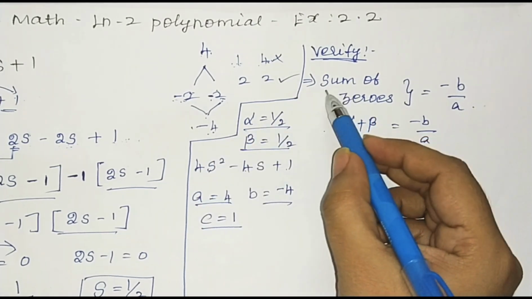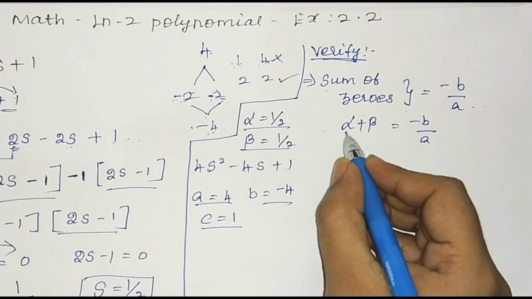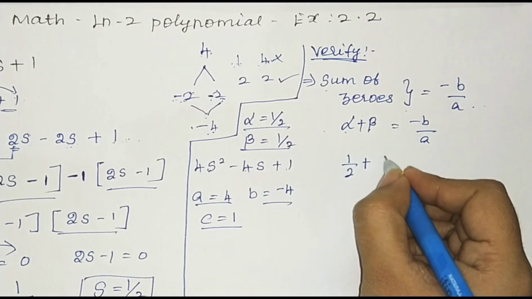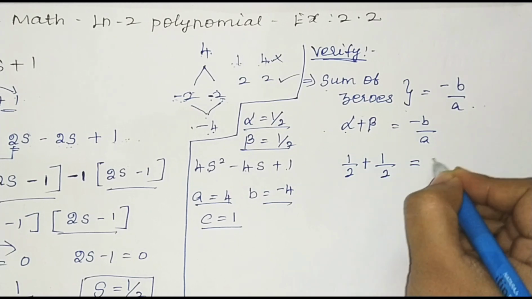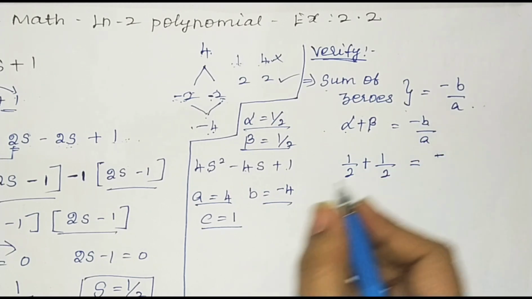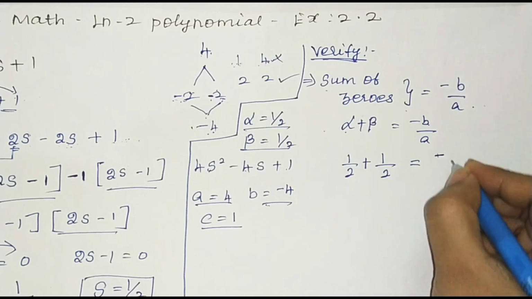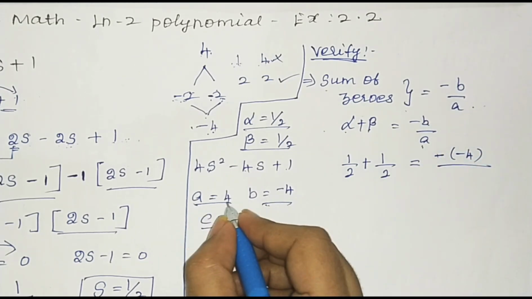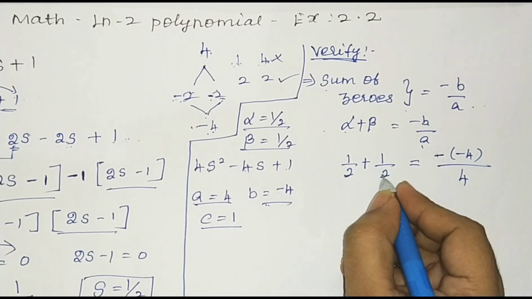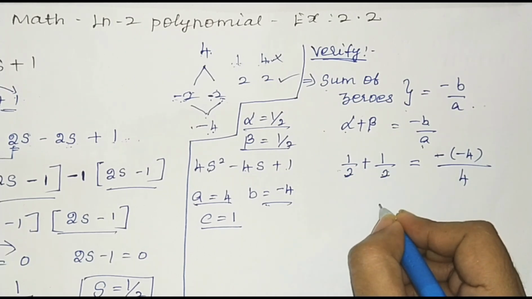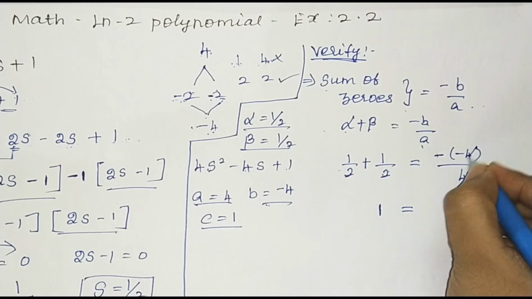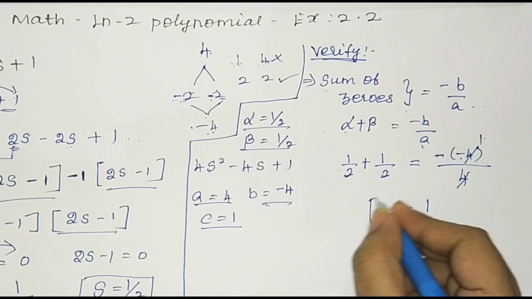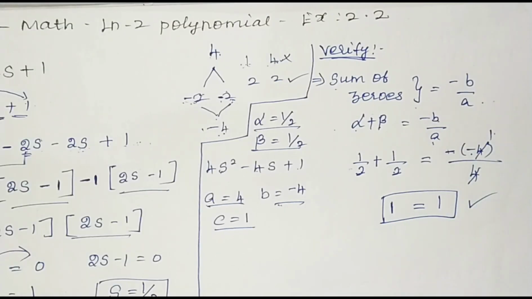Now listen here, sum of zeros is minus b by a. Instead of alpha I write 1 by 2, plus instead of beta also 1 by 2, equal to minus b. Instead of b I will write minus 4, divided by a. Instead of a I will write 4. So 1 by 2 and 1 by 2, half and half you are adding, you will get 1. 4 and 4 we can cancel one time. So minus into minus is plus, plus 1. So 1 equal to 1. So the sum of zeros is verified.